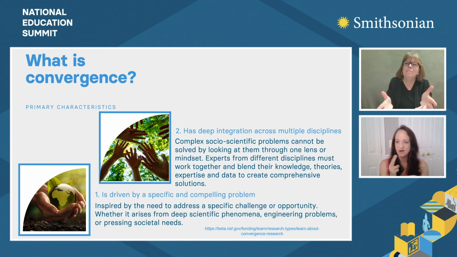The second characteristic that's based on convergence research but is applied to education is that, as we heard from your entries, it has deep integration across multiple disciplines. It's complex, addressing socio-scientific problems, not just scientific problems. It cannot be solved just by looking at them through one lens, one mindset, one perspective. Experts from different disciplines must work together and blend their knowledge, expertise, and data to create comprehensive solutions.